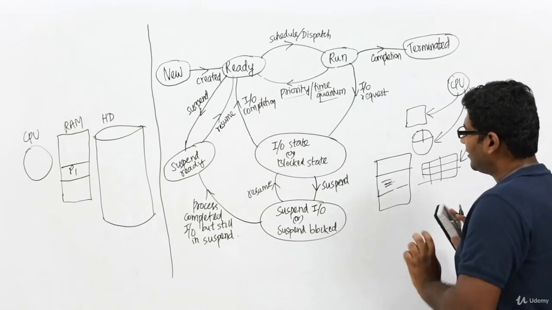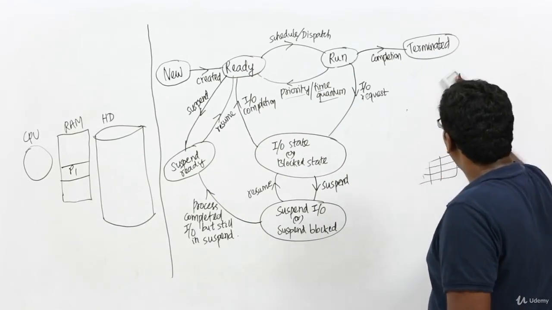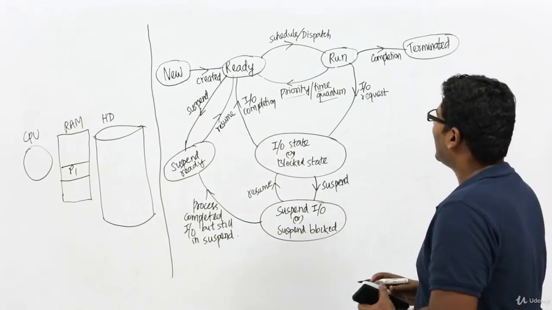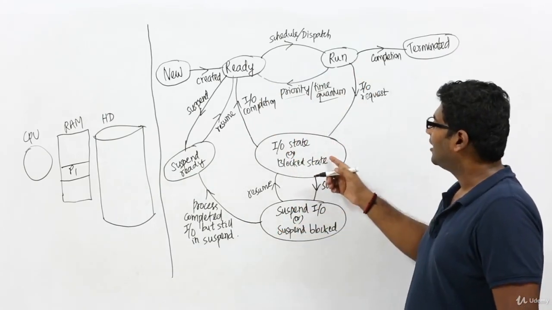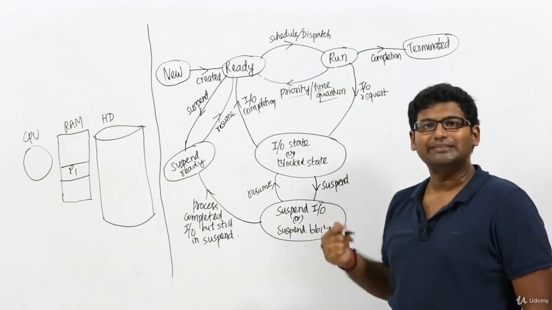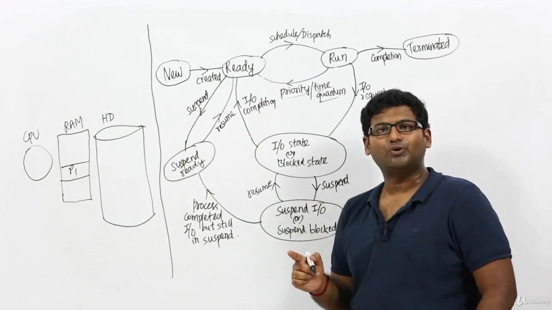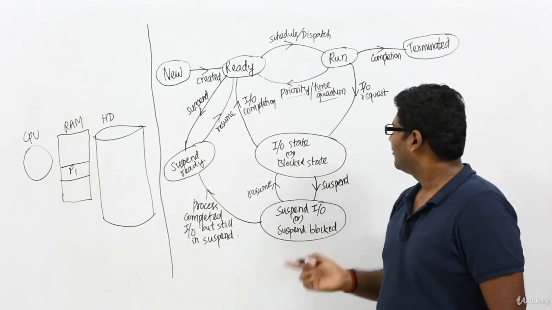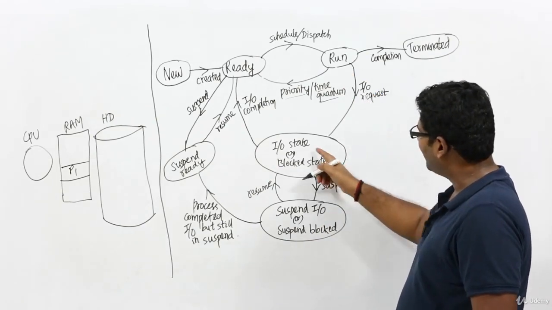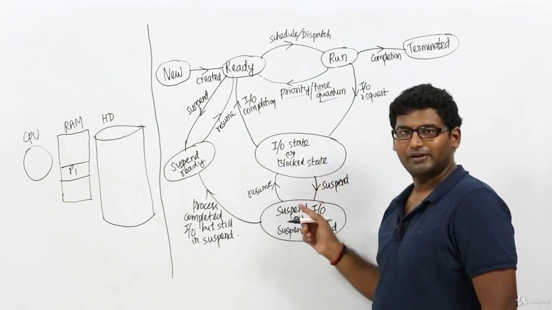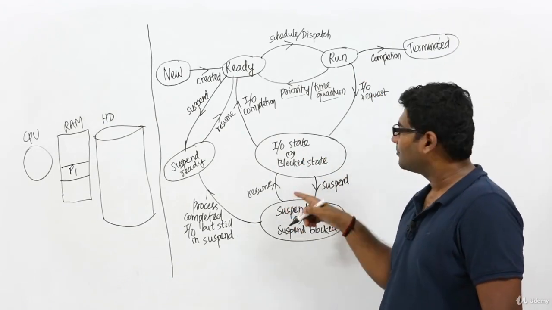I just want to tell that a process cannot go to the IO state directly from the ready state. It can go only from the running state because it is our CPU who needs to decide whether our process should undergo IO or not. Fine. From the running state, once an IO request comes, a process goes to the IO state or block state. We know why the IO state is also called the block state. We have seen it a lot of times.